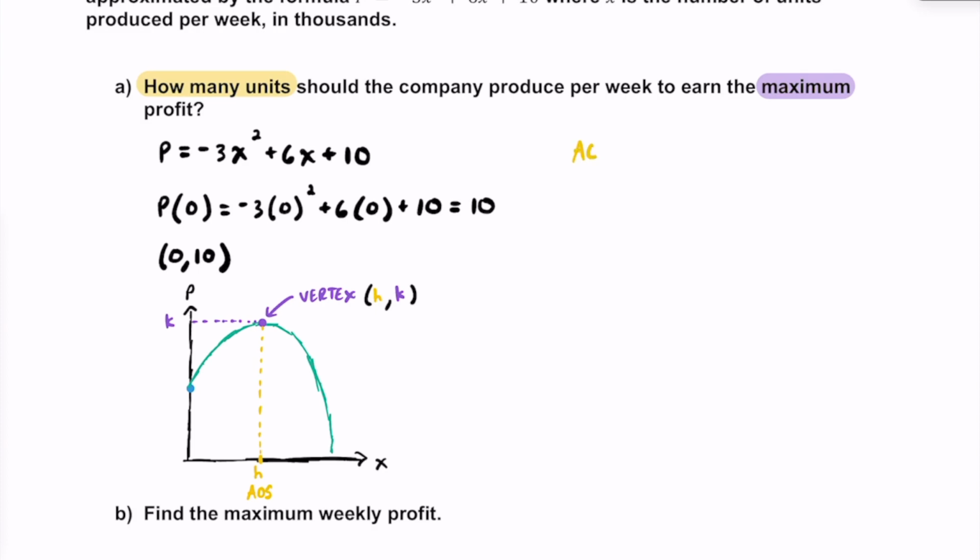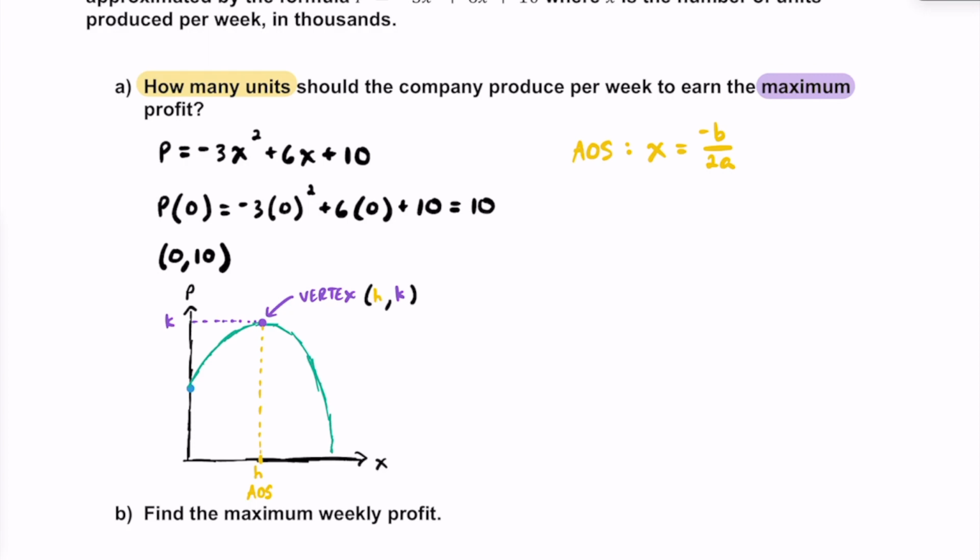Alright, so what's our formula for the AOS, or for the axis of symmetry? Well, that's going to be x is equal to the opposite of b divided by 2a. Now in this particular case, what are a and b? So a is going to be negative 3 and b is going to be positive 6.